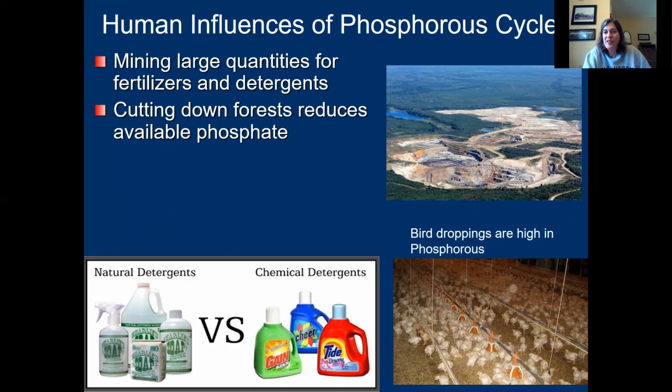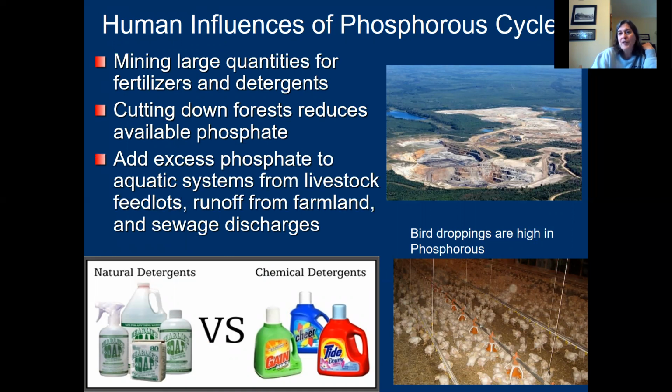If you cut down forests, you're reducing the availability of phosphate. And then again, if we put too much fertilizer on the ground or it doesn't soak into the ground well enough, it can cause runoff. And then also raising livestock, birds put out a lot of phosphorus in their excrement. Chicken farms and whatnot, that runoff can get into local water bodies and cause eutrophication.